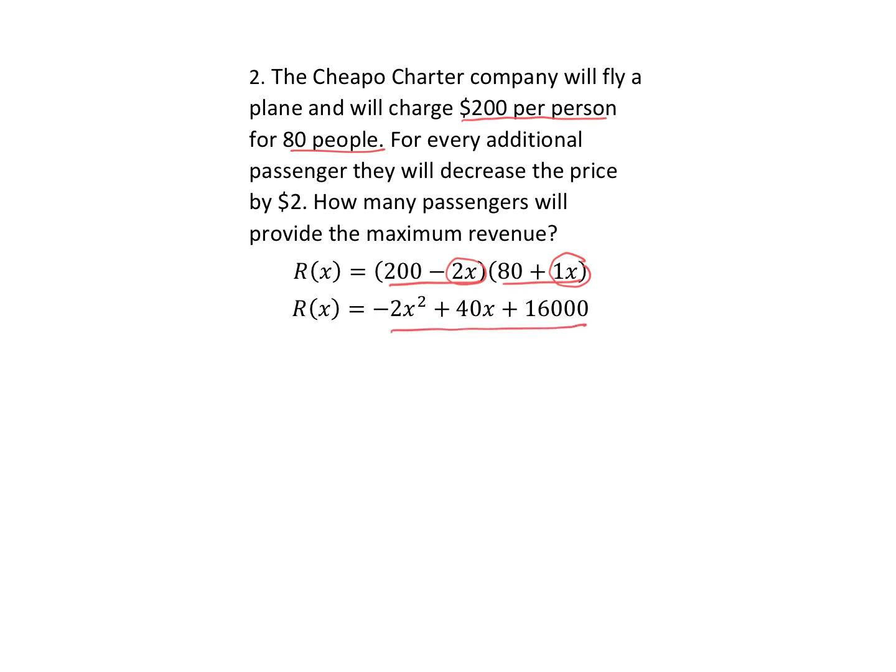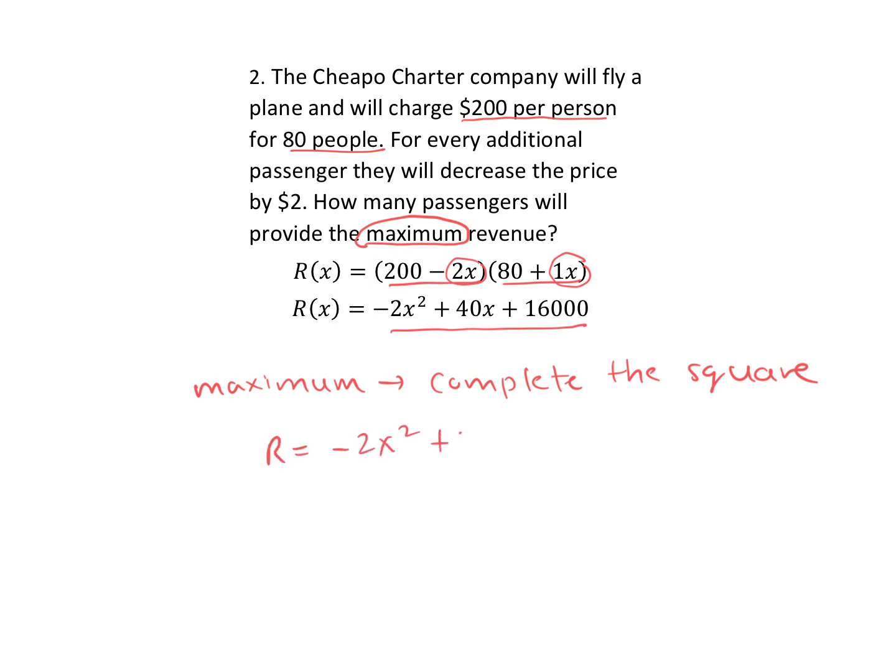So how many passengers will provide maximum revenue? So again, I see that word maximum. If we want to find maximum, we want to put it in vertex form, so we need to complete the square. So the first thing we'll want to do is factor out any coefficient. So we have a coefficient of -2. Remember, you only take that out of the first two terms. We ignore that last number. So we've got -2 factored out.